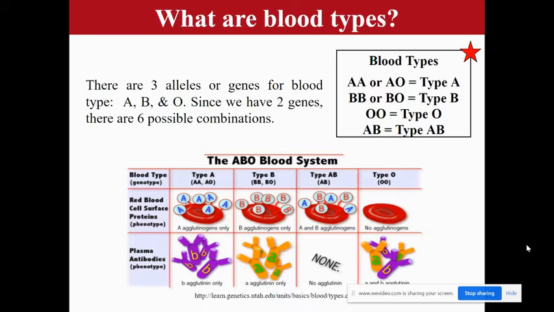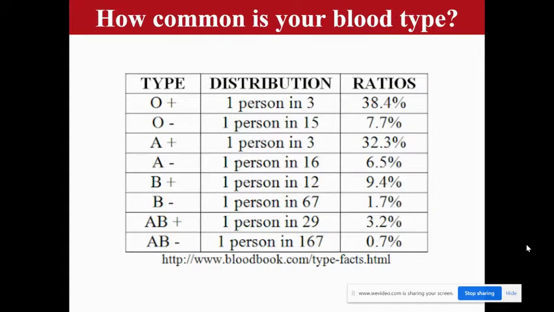Then, these different combinations have different percentages, just like there's different percentages for what eye color you might get, and some are more rare than others. The same happens with blood. So, O blood, you have O positive or O negative, is about 46.1% distribution or common.